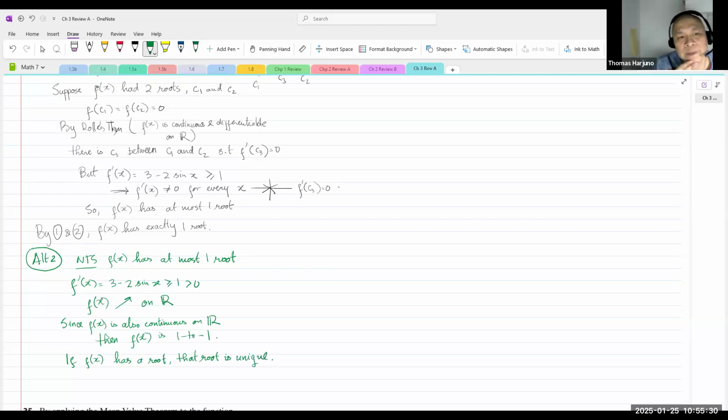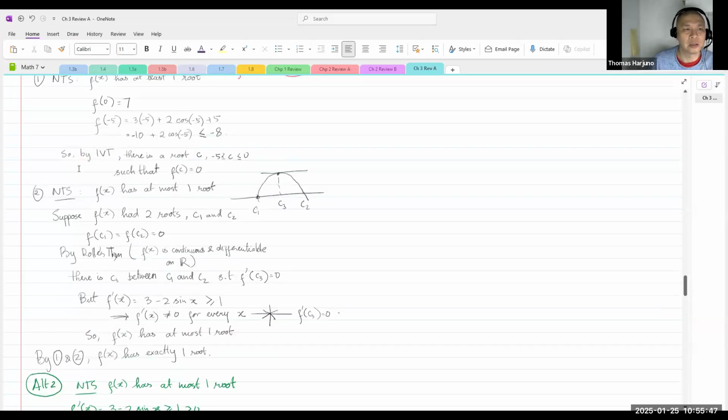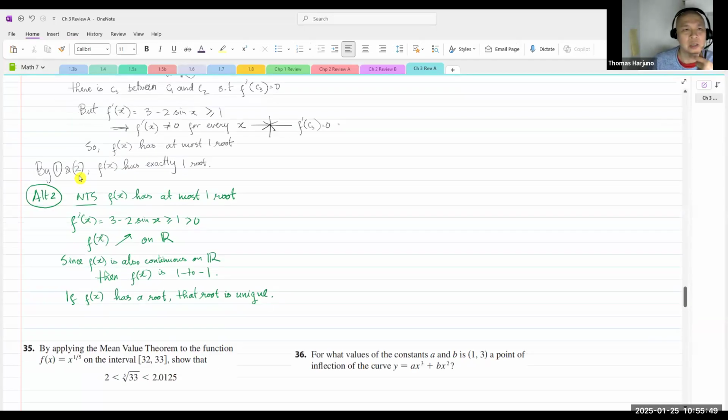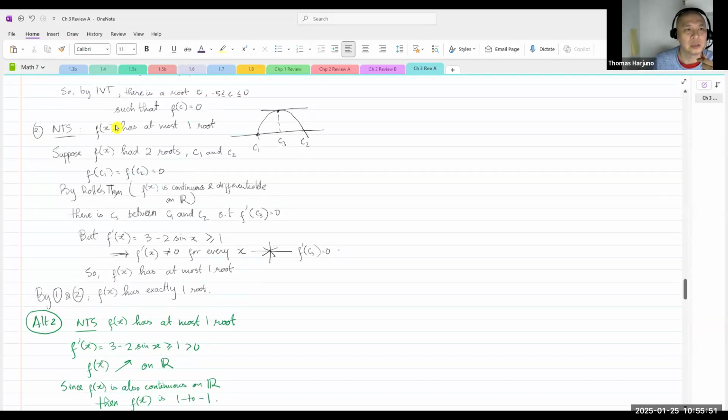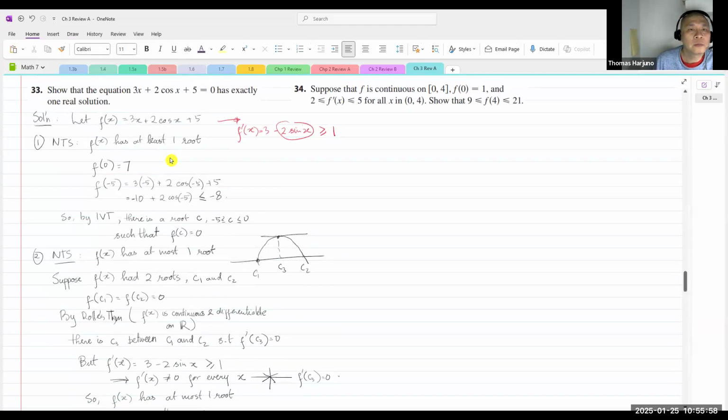No other roots. But the one I wrote in green here is not the intention of that question. Maybe let me say it this way: in your test in my class, if you show me step 2 and the alternative of step 2, I may give you an extra point. But the one I really want to see is the one I wrote in black here. Let me go on.